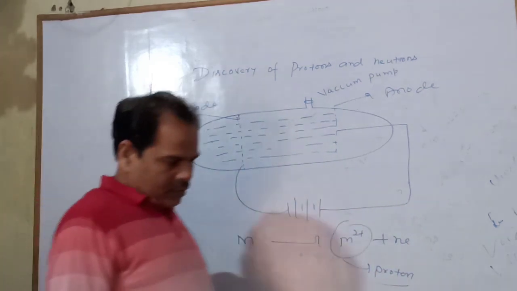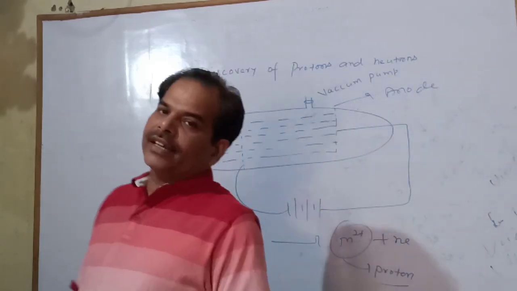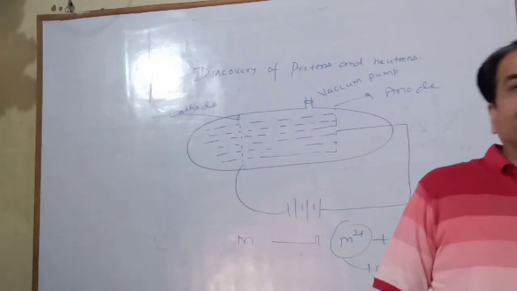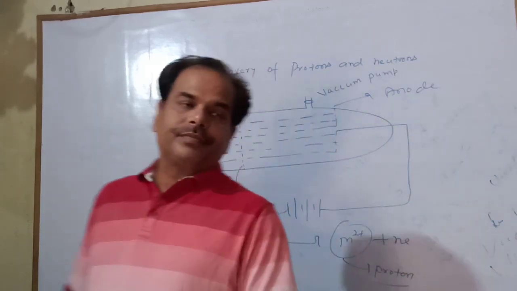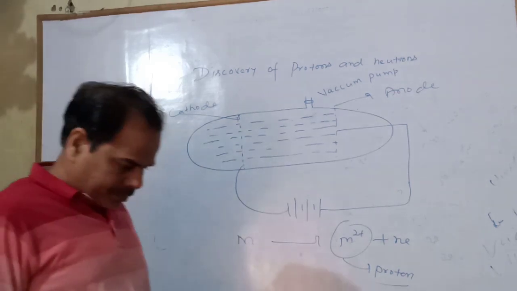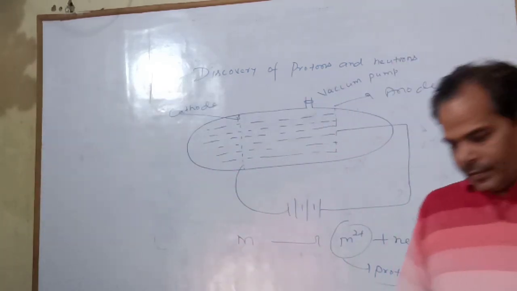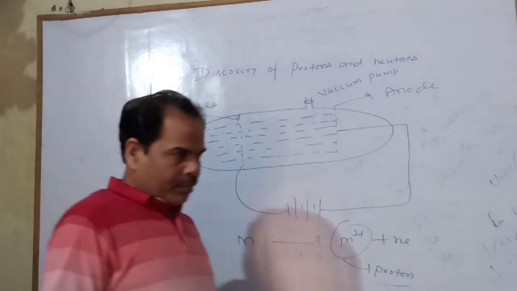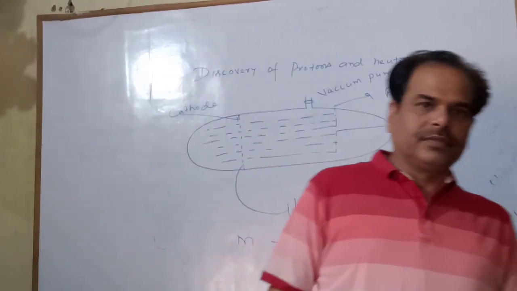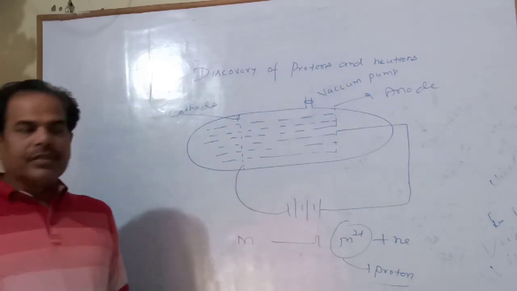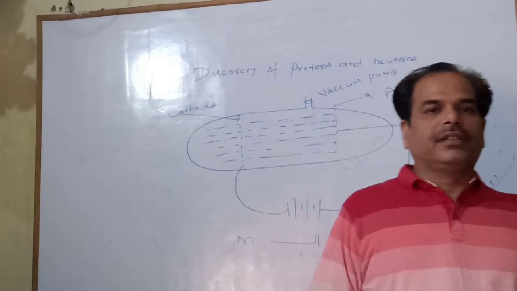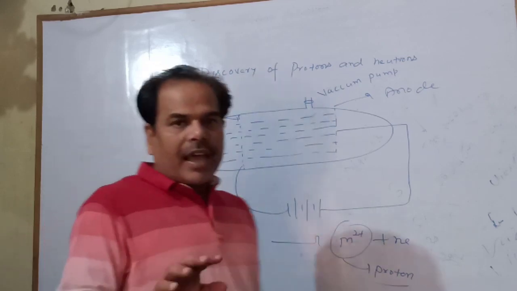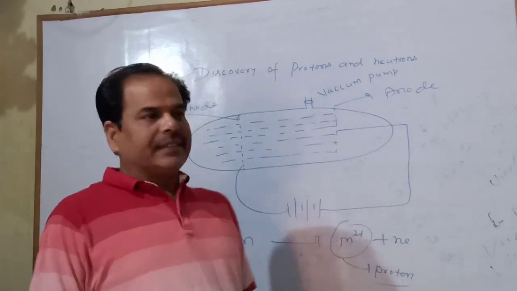Now we shall study the characteristics of canal rays or positively charged rays. First, canal rays consist of smaller particles of positive charges. Second, it moves with high speed. Third, it ionizes the gas through which it passes.